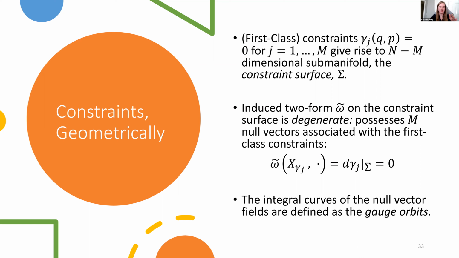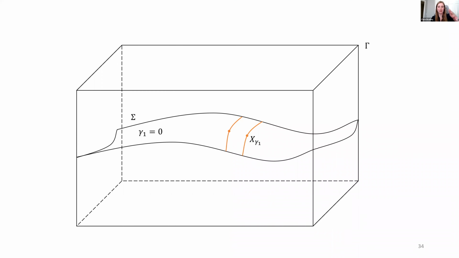So just to see this picture visually, here what I've drawn is a three-dimensional space representing phase space, and we have a single constraint that defines a two-dimensional surface in this three-dimensional space. That is the constraint surface. It's precisely when this constraint holds. And here in orange, I draw the integral curves of the null vector field associated with this first-class constraint, which are precisely the points that are connected by the integral curves of this null vector field. But remember, what it means to be a null vector field is that it's a vector field tangent to this constraint surface such that the induced two form acting on it is equal to 0.